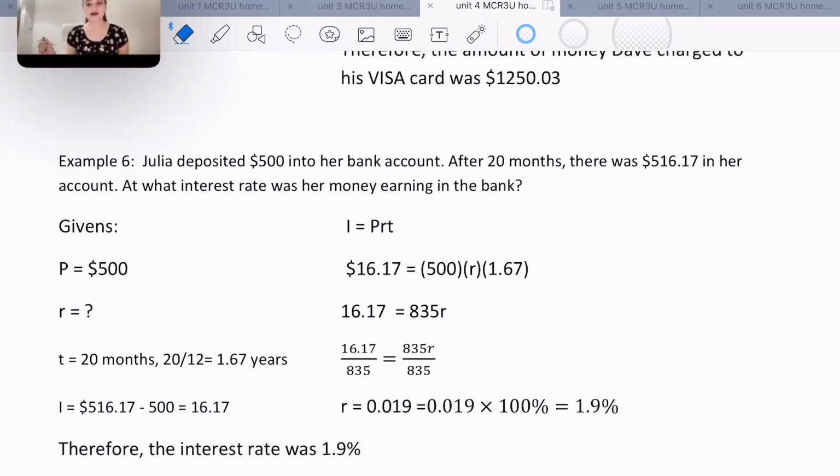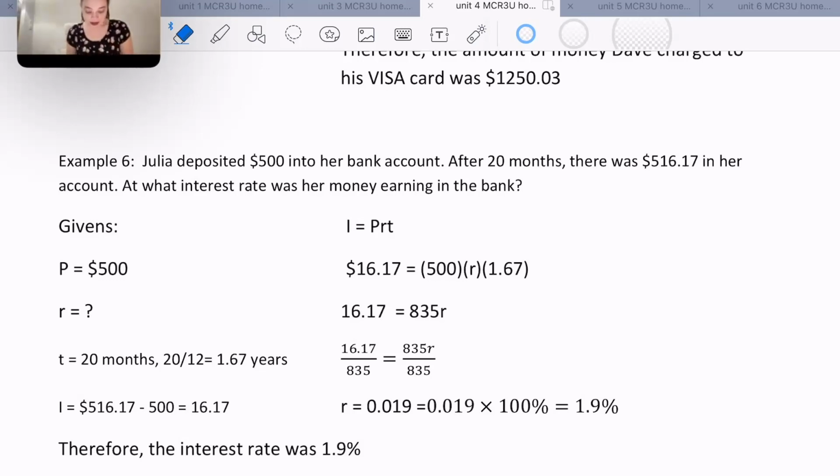And the 500, she already put 500 in. So 500 of this money is not extra money. It's just the money she put in. It's just the $16.17. That's the extra money. That's the interest that the bank put in, as a reward for keeping the money in the bank. So that's what they did. $16.17 is the extra money she got on top of what she already deposited for her principal.